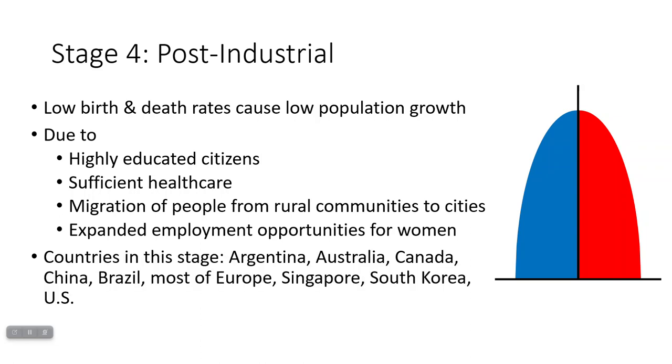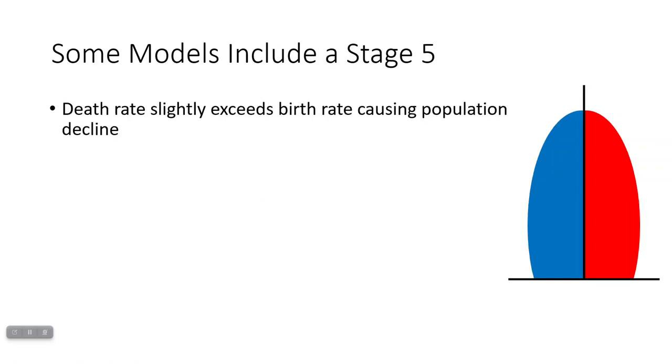And some of the countries that are in this stage are Argentina, Australia, Canada, China, Brazil, a large part of Europe, Singapore, South Korea, and the United States. Now, this next part is not on the AP test, but there are newer models that include a stage 5 of the demographic transition model.